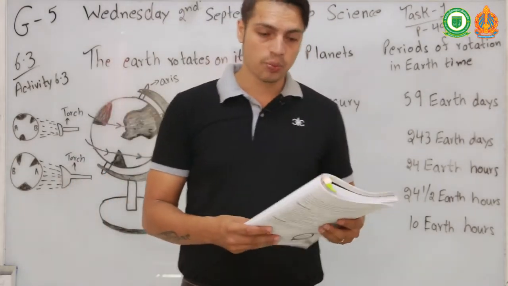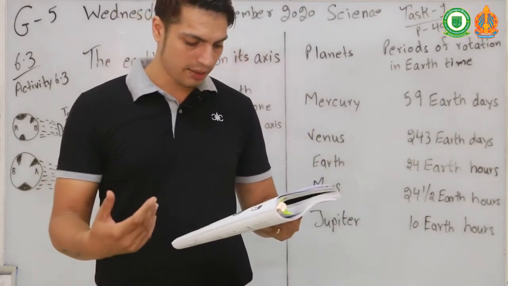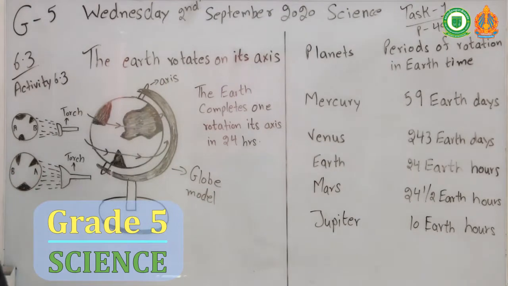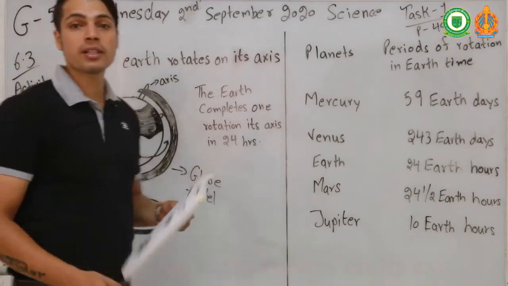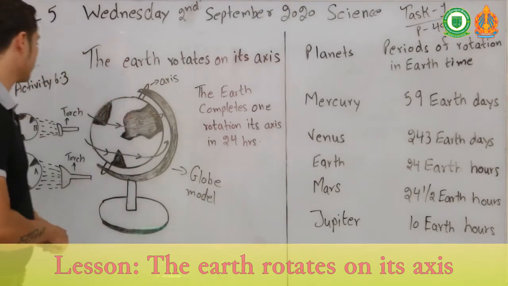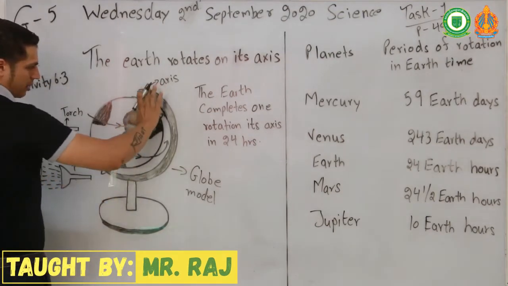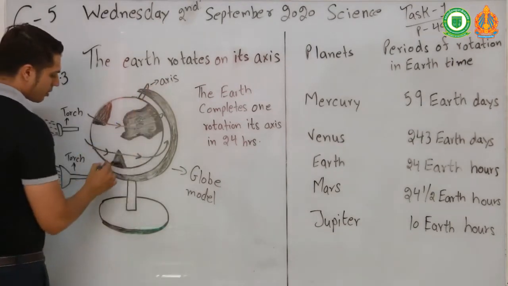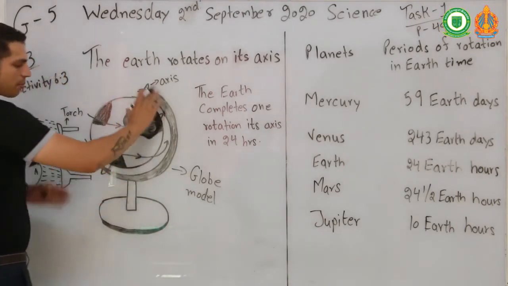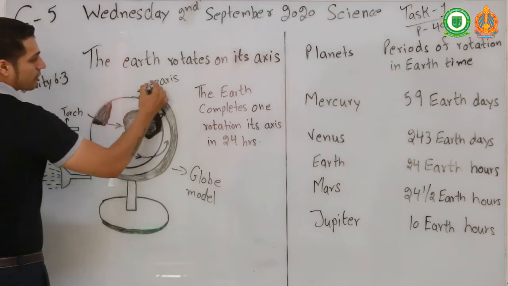So, activity 6.3. I will explain the activity later, so let me explain this first. The Earth rotates on its axis. So what is an axis? There is an imaginary stick, as you can see here. We cannot see it, but in a globe model it looks like this. This is called the axis.